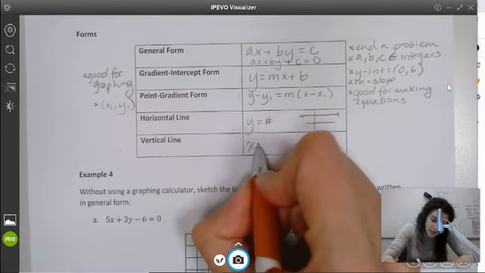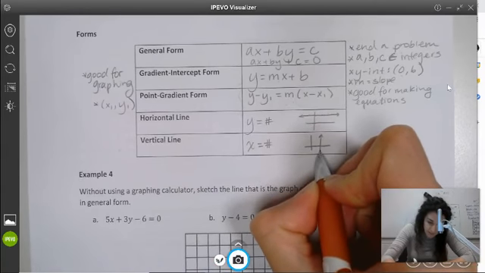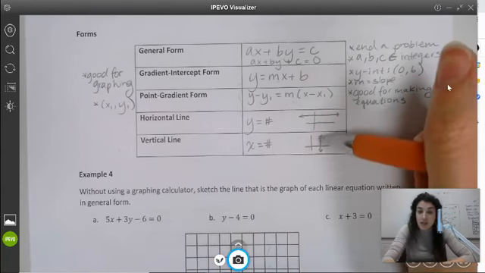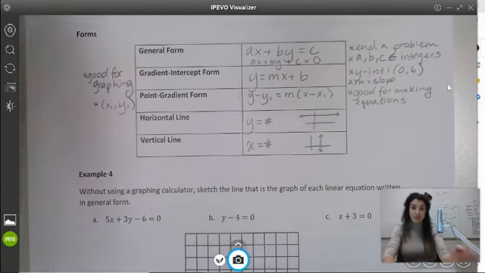Whereas a vertical line, your x value always stays the same, right? No matter what point you put on here, it's going to have the same x value. So we just say, hey, it's always x equals this number.